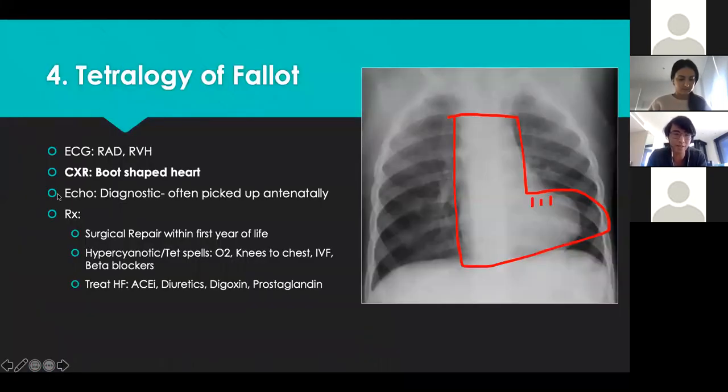So investigations, generic heart investigations: ECG, chest X-ray, echo. Buzzword is your boot-shaped heart due to that right ventricular hypertrophy. And your echo is diagnostic, but they can also pick it up during your antenatal investigations. So you've got to repair it surgically. Otherwise, you can treat your heart failure with what we've talked about. And if they've got a TET spell, then you can give them oxygen, knees to chest, and you can give them beta blockers or fluids as well.